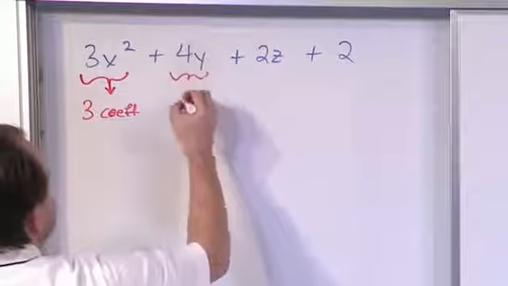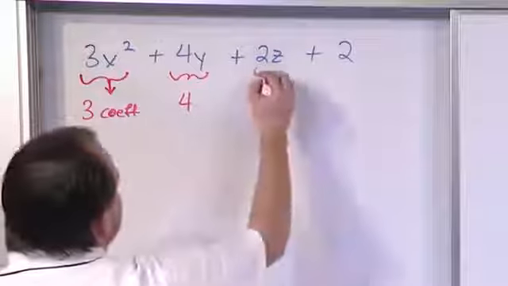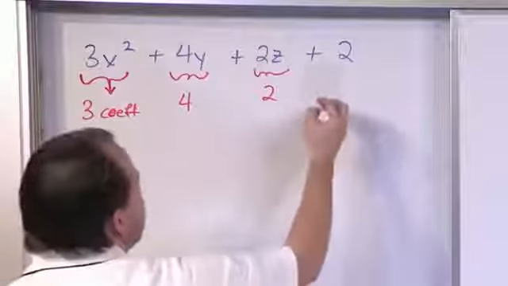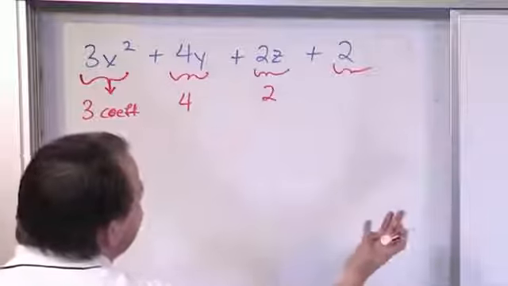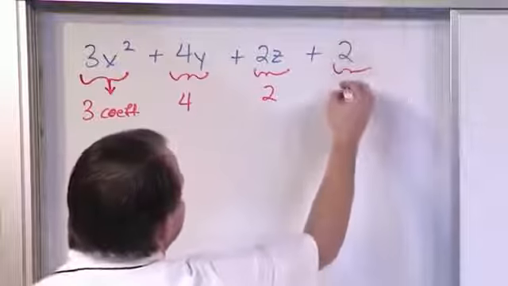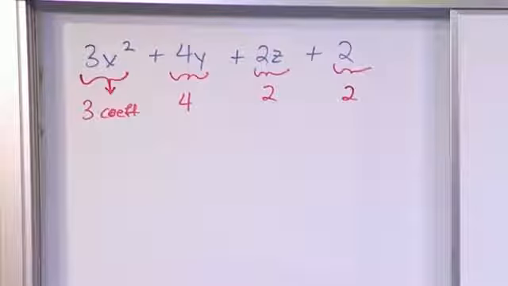What is the coefficient here? 4 is the coefficient there. What is the coefficient here? 2 is the coefficient. Now this is just a number, so it's not so meaningful because there's no variable here, but you could still say that 2 is the coefficient of that last term there. So again, it's all about definitions.